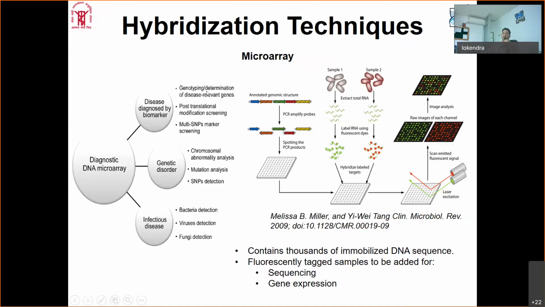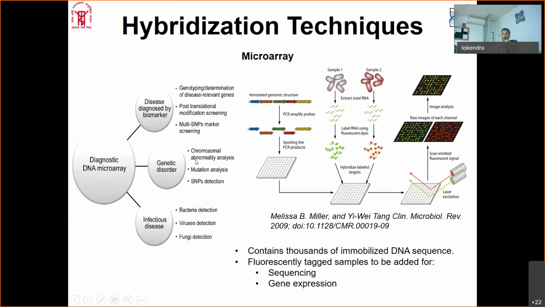So genotyping, determination of disease-related genes. For example, basically it is about gene expression profiling, post-translational modification screening, and single nucleotide polymorphism screening can also be done. So by using various biomarkers, which can be identified through research or biomarker-based research-oriented proposals, these can be identified. Genetic disorders can also be identified.